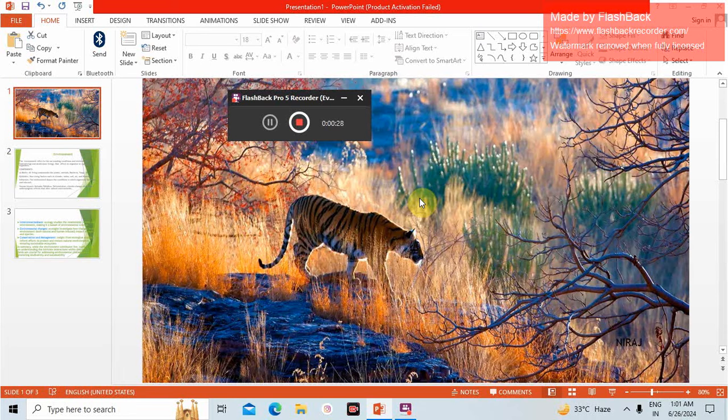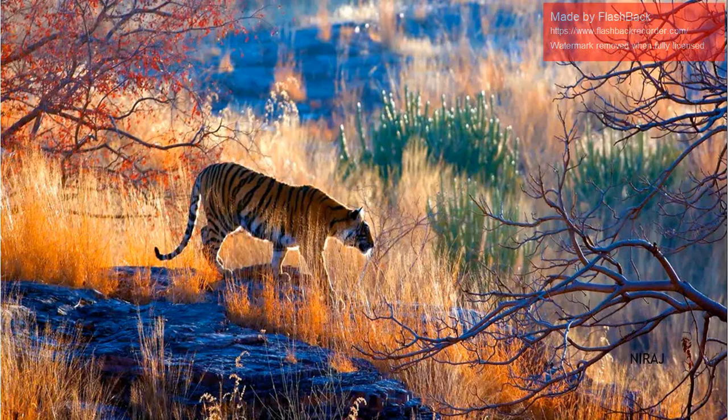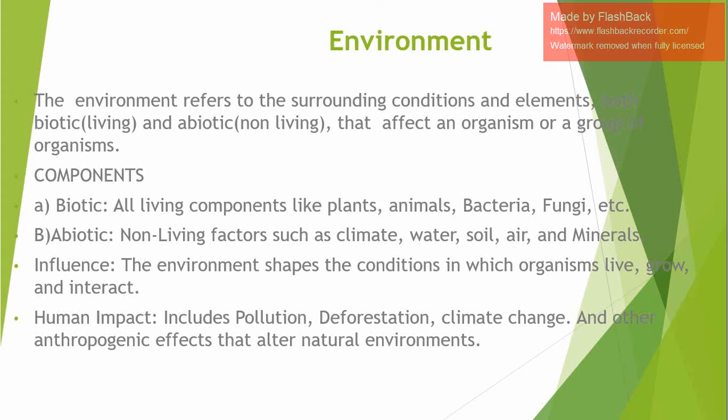This is the first slide, in which I have seen a tiger, and how it adjusts to the environment and maintains the ecological balance. So my topic is environment. The environment refers to the surrounding conditions and elements, both biotic and abiotic, that affect an organism or a group of organisms.